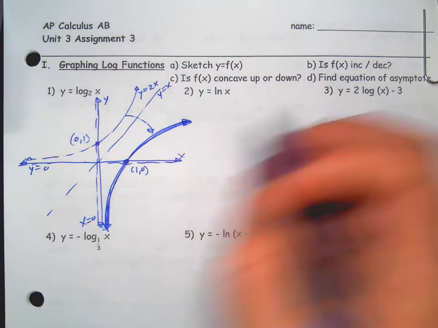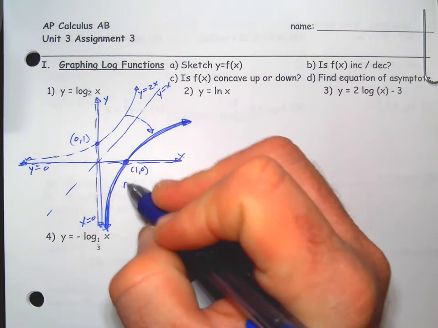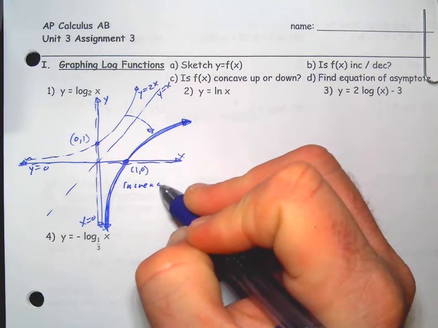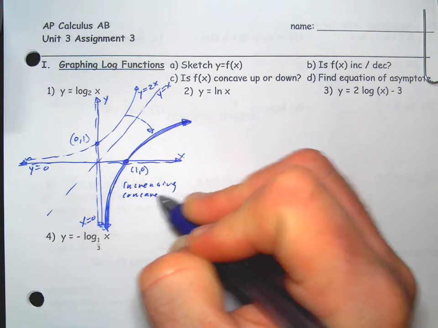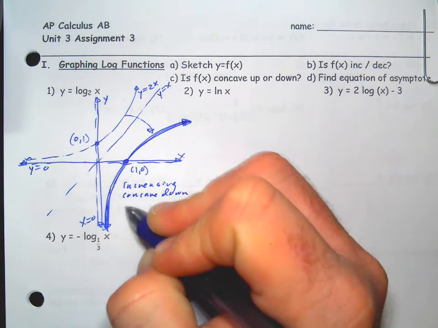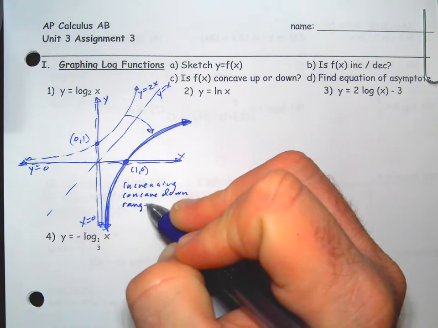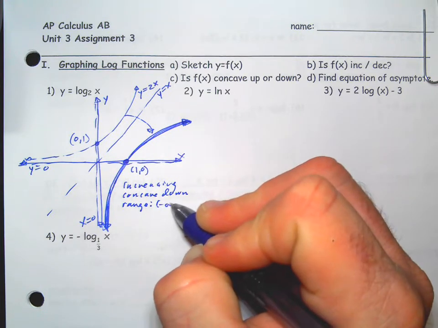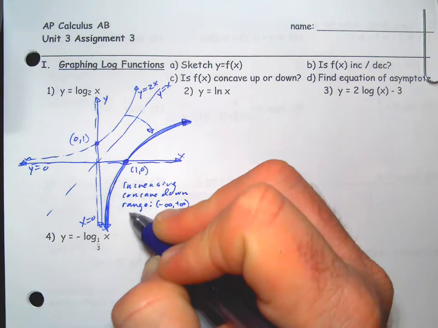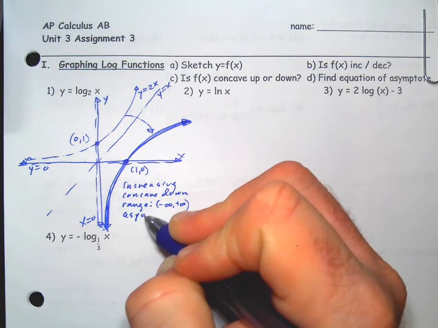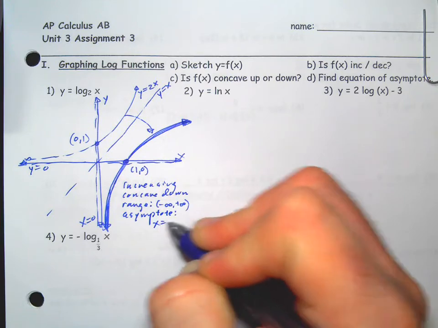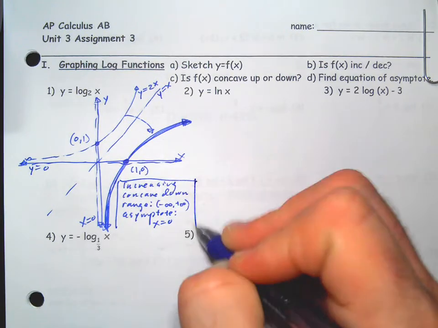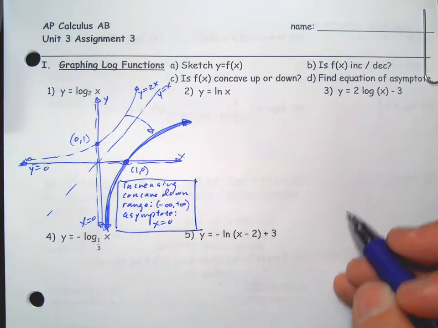Now you got to answer, is it increasing, decreasing? This is increasing. Is it concave up or concave down? It's concave down. What's its range? Negative infinity, positive infinity. Asymptote. Vertical asymptote, x equals 0. You need the x. So there you go.